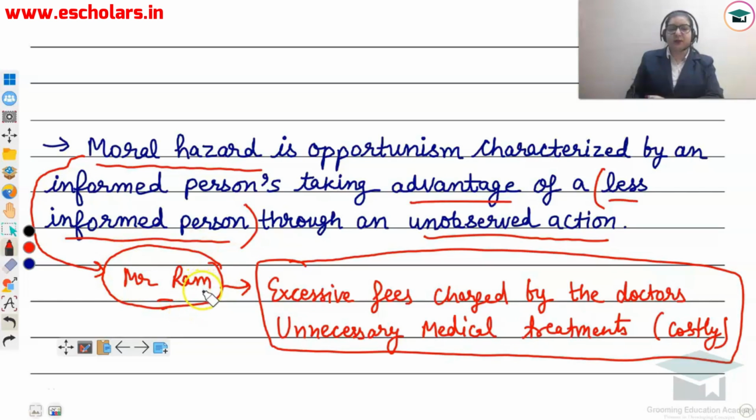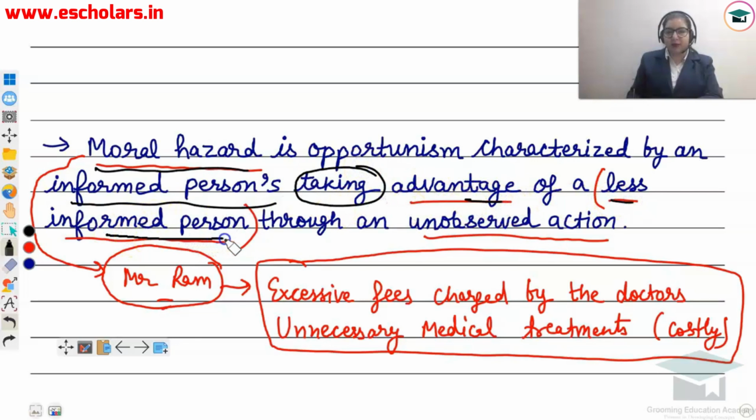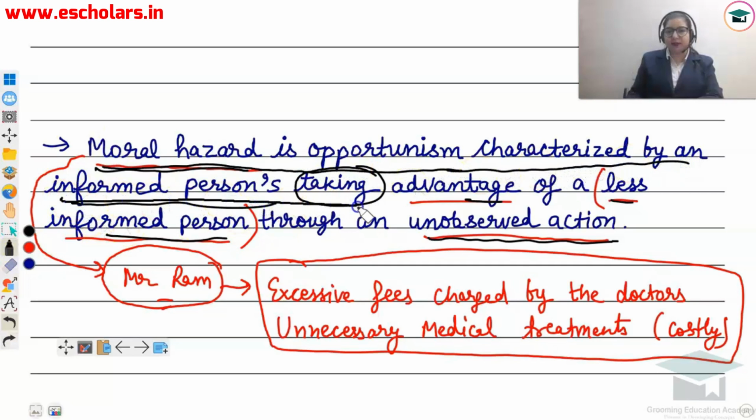So due to such behavior of Mr. Ram, the insurance premium will rise for all the people, and the potential customers in the market for such insurance will reduce, right? So this is called moral hazard. Moral hazard is basically when an informed person takes advantage of a less informed person through an unobserved action. Okay, so let's recall it. Moral hazard is opportunism characterized by an informed person taking advantage of a less informed person through an unobserved action.